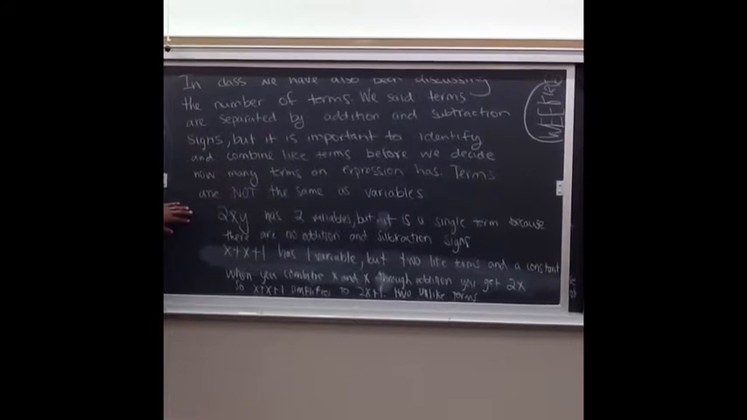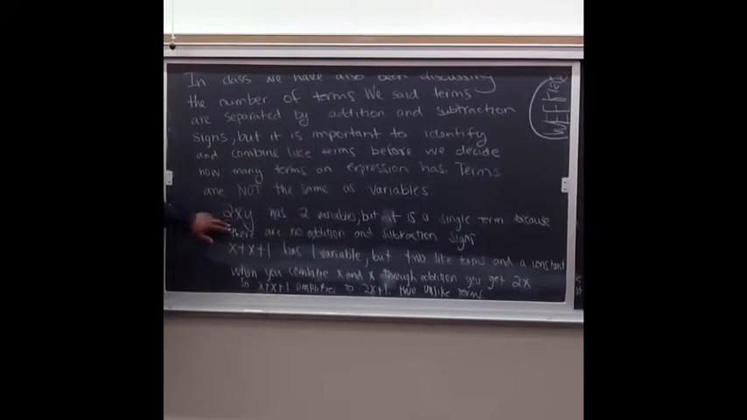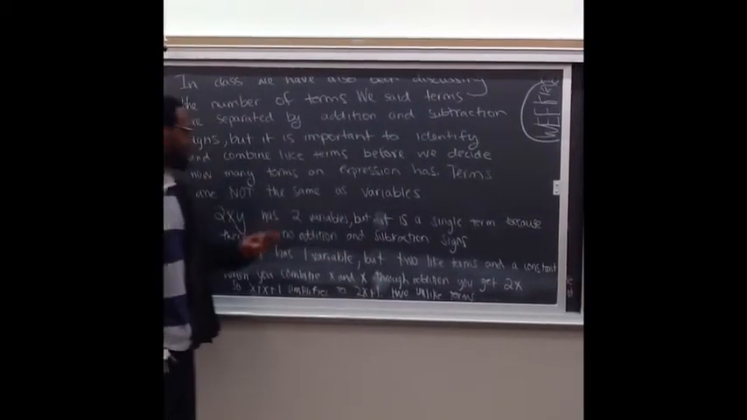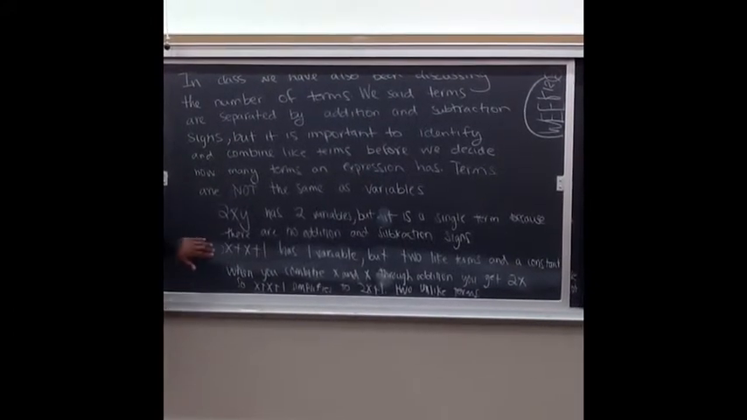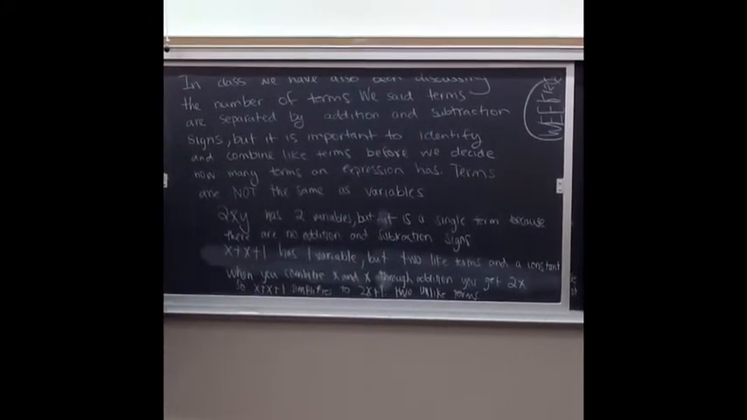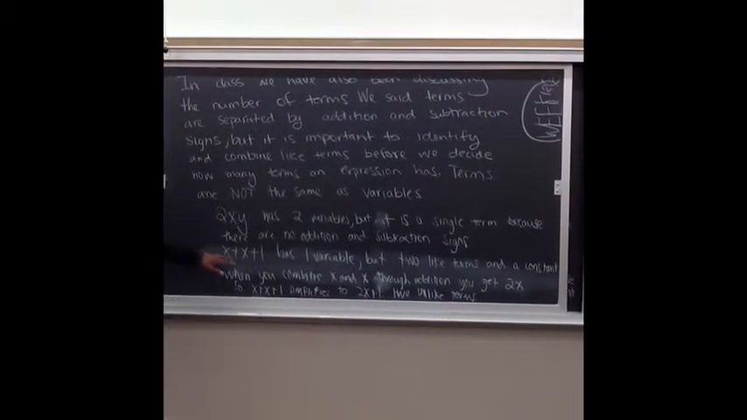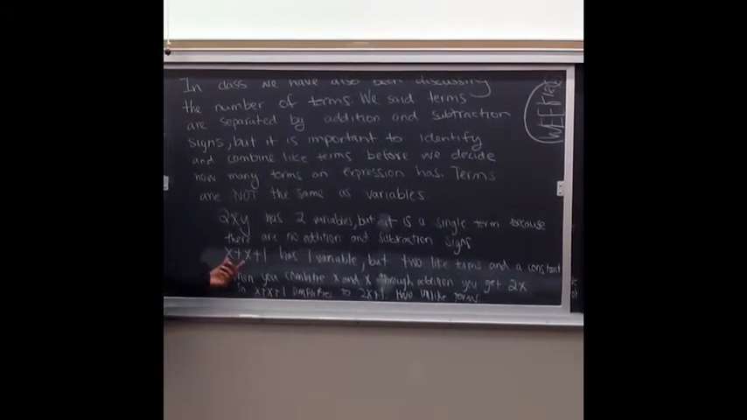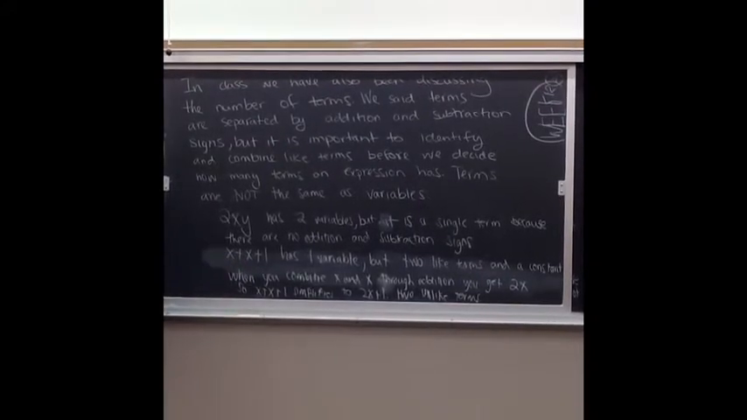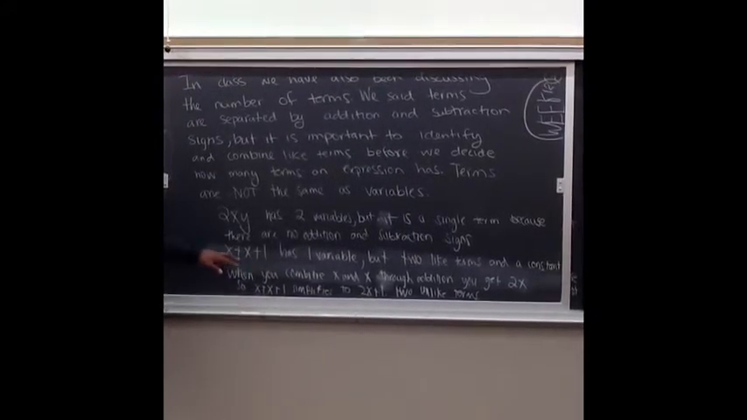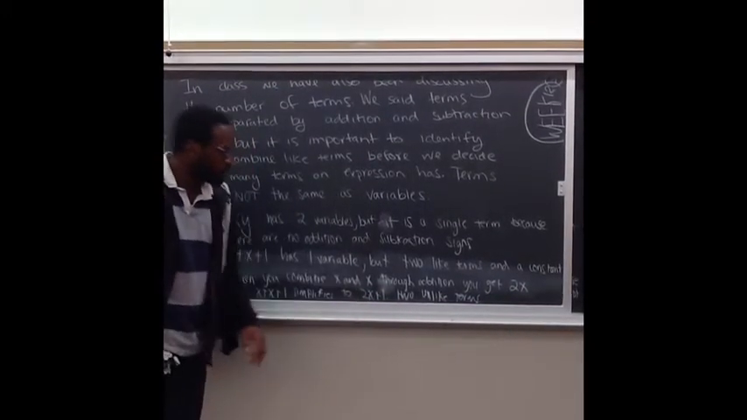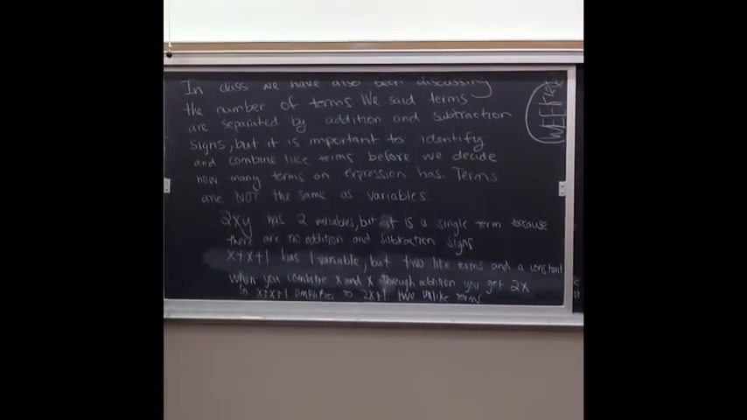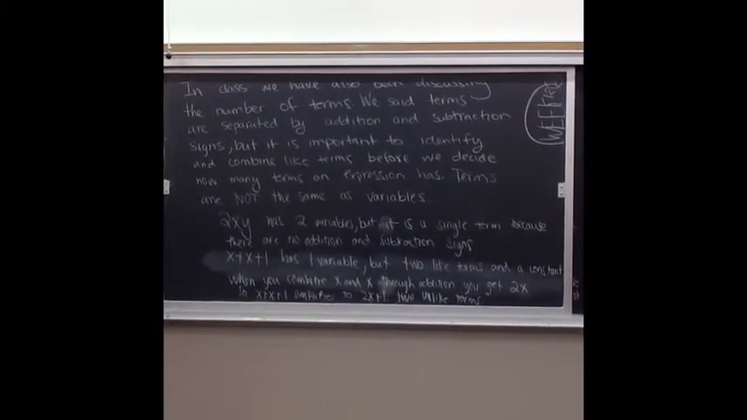So, based on our conversation, we said 2xy has two variables. The variables are x and y. But it is only a single term because there are no addition or subtraction signs. Now, x plus x plus 1 has one variable, and it has three terms, but two of them are alike, this x and x. So I can combine the x and x through addition. x plus x is 2x, and I'll get 2x plus 1. 2x plus 1 has two terms, and those two terms are unlike.